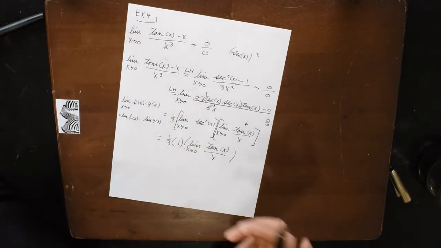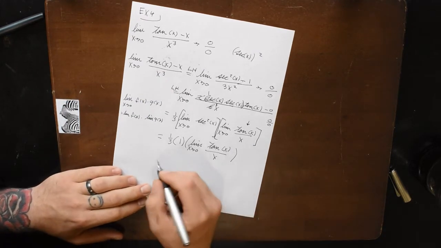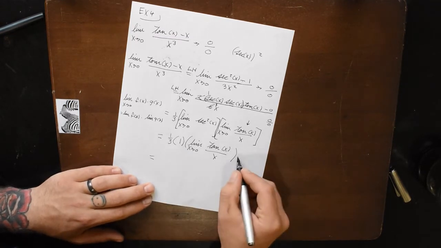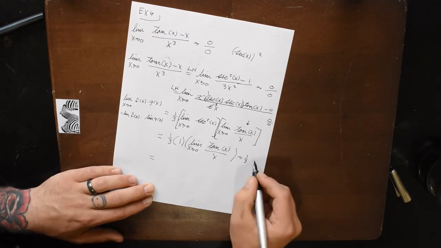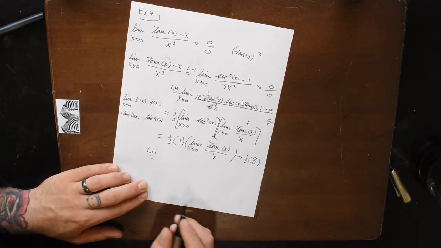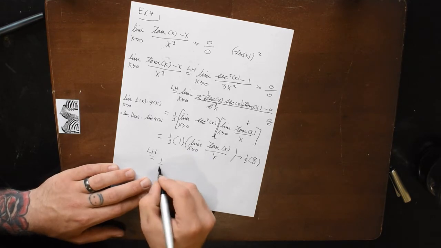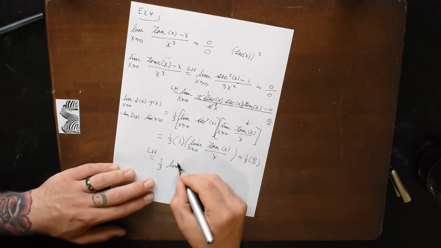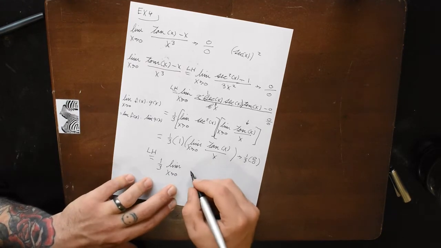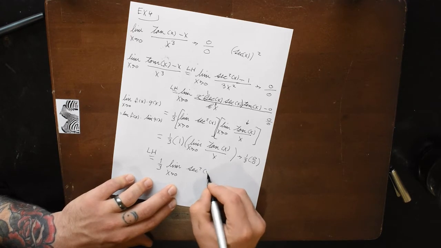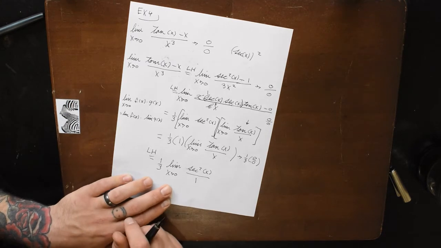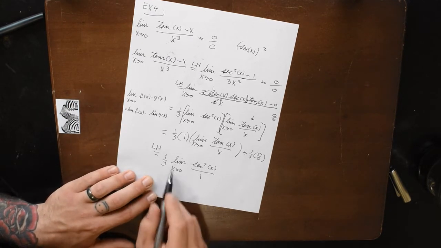Evaluate what you can, turn them into constants, and just group them out front. Well, when we go to try and evaluate this, this becomes 1/3 of 0 divided by 0. So we have to use L'Hopital's rule again. This is going to be equal to 1/3 of the limit as x goes off to 0. The derivative of tangent is secant squared, divided by the derivative of x, which is just 1. Now we can evaluate this limit.